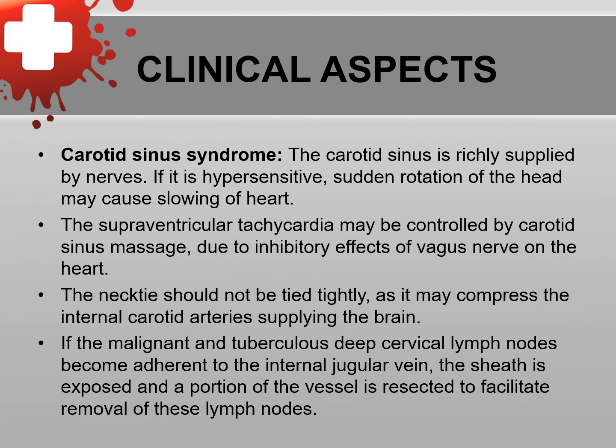Next, a necktie should not be tied very tightly as it may compress both the internal carotid arteries which supply the brain. In conditions of the deep cervical lymph nodes, they become adherent to the internal jugular vein. Then the sheath has to be exposed and a portion of the vessel, that is the internal jugular vein, is cut to help the removal of these lymph nodes.